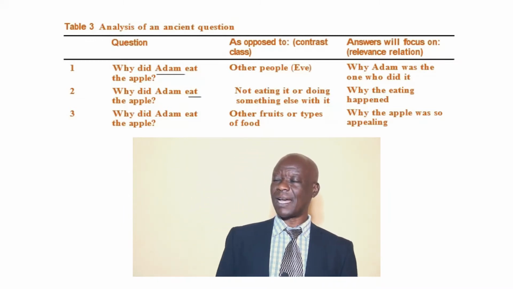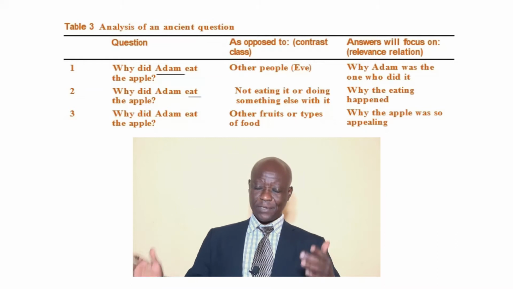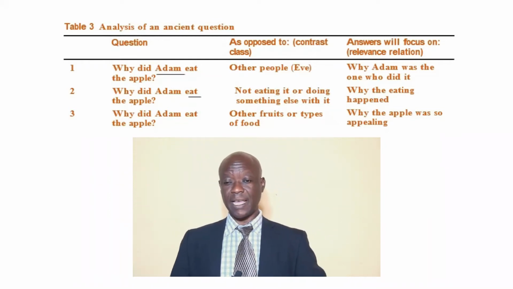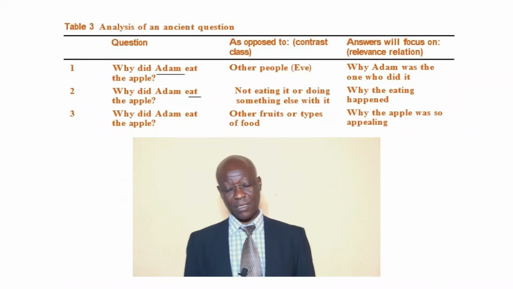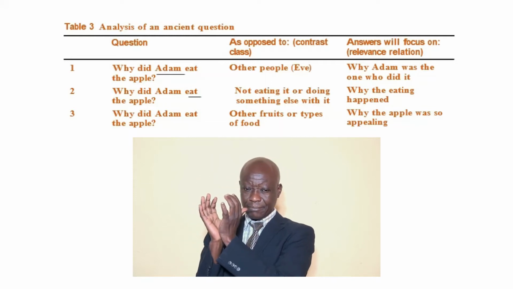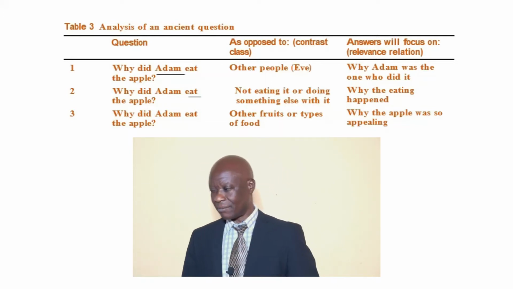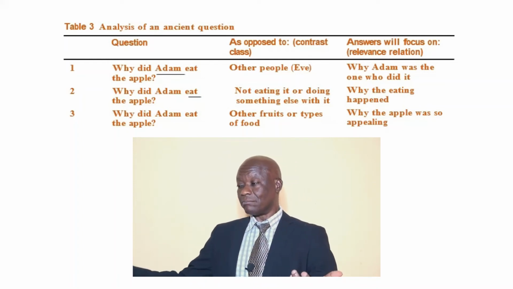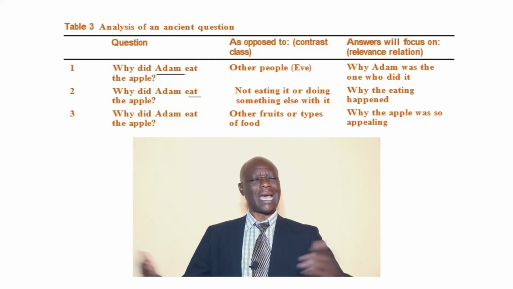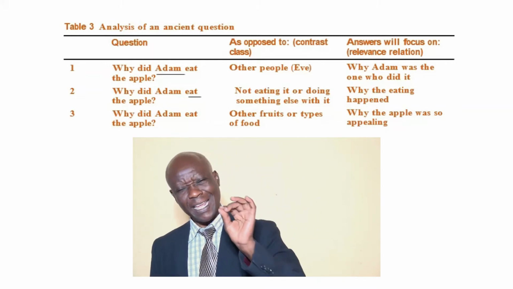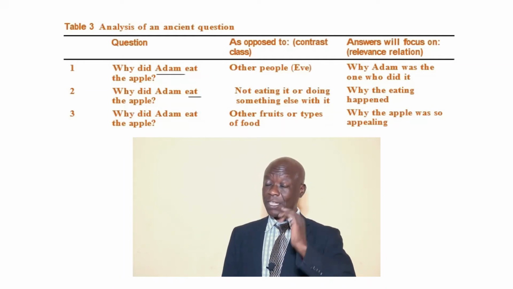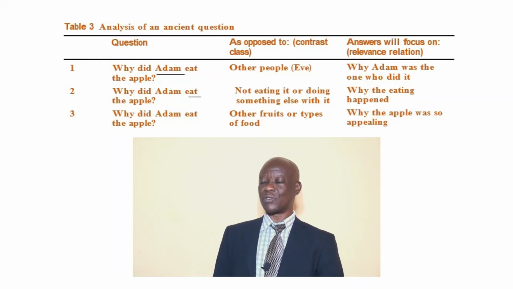So you can see that table, and this table that we are discussing. When I put emphasis on Adam, I am asking why it was Adam who ate the apple as opposed to somebody else. The question is, why did Adam eat the apple? It means it could have been somebody else to eat the apple, and not specifically Adam in this case. So I am asking why it was Adam who ate the apple as opposed to somebody else.